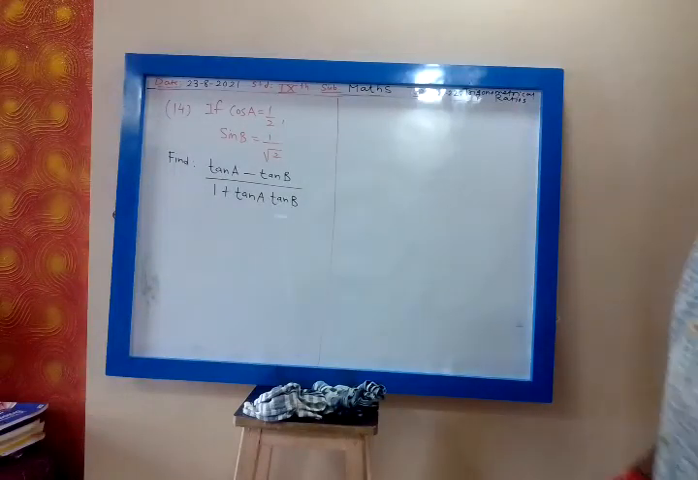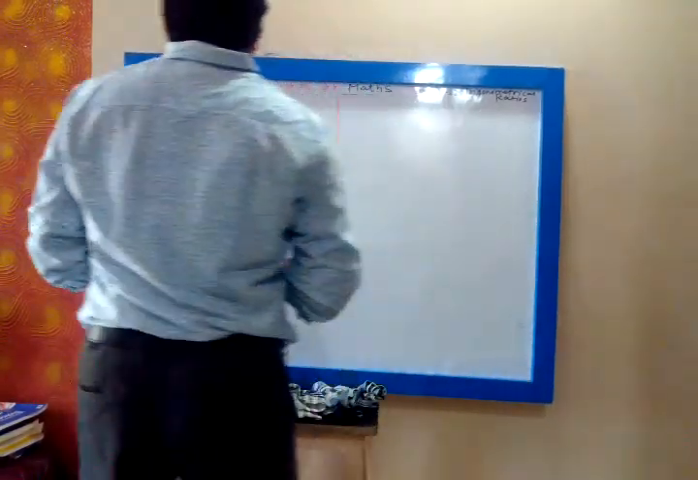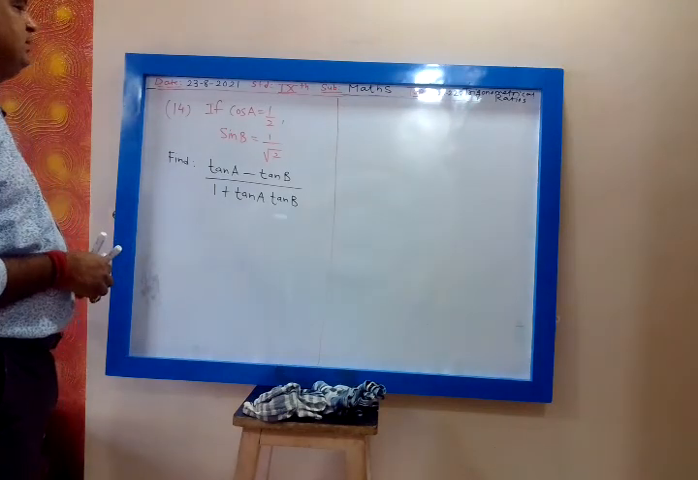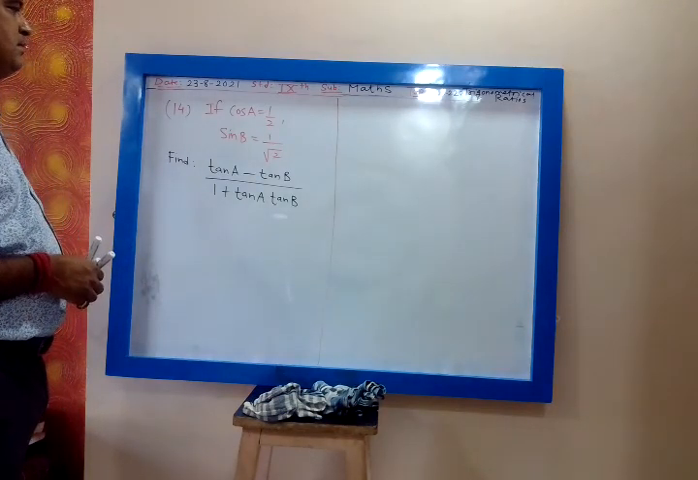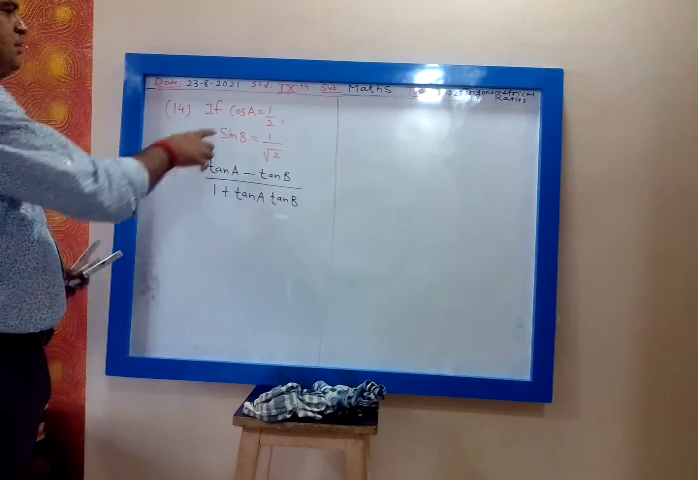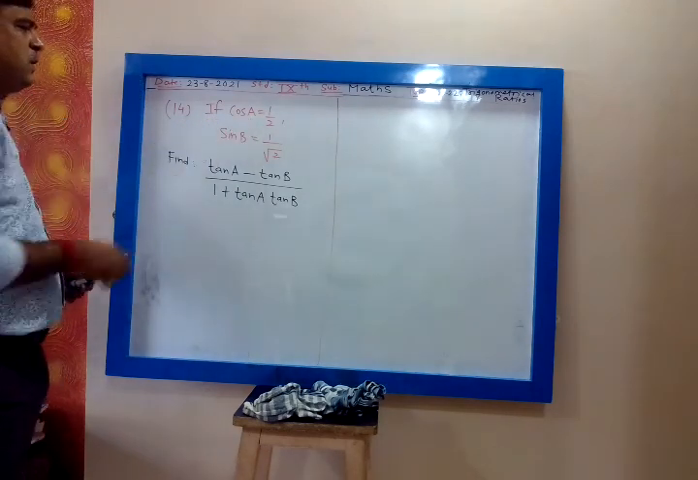Now let us study. Cos A is 1 by 2, sin B is 1 by root 2. Okay. So what are my reference angles in these two?